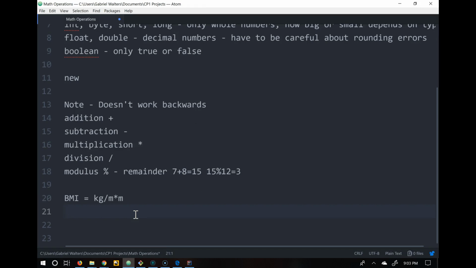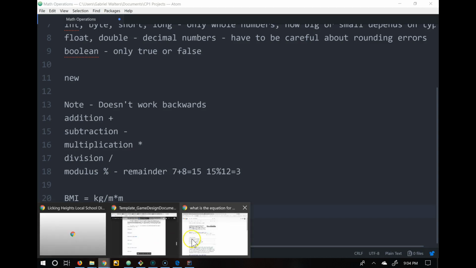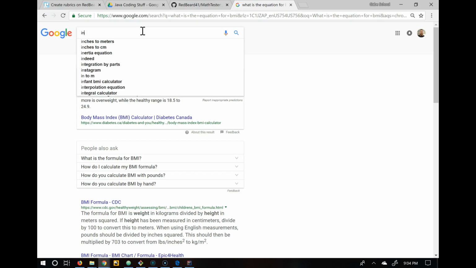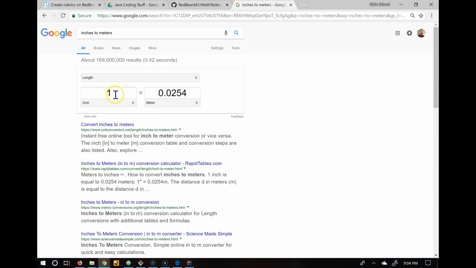how tall they are, and you would have to get it in feet and inches and add them together, or you'd have to get it all in inches, or have them give their height in meters. You can't just automatically convert it. So you would have to find out, let's say, inches to meters. If we get inches to meters, then we could find out what that is.